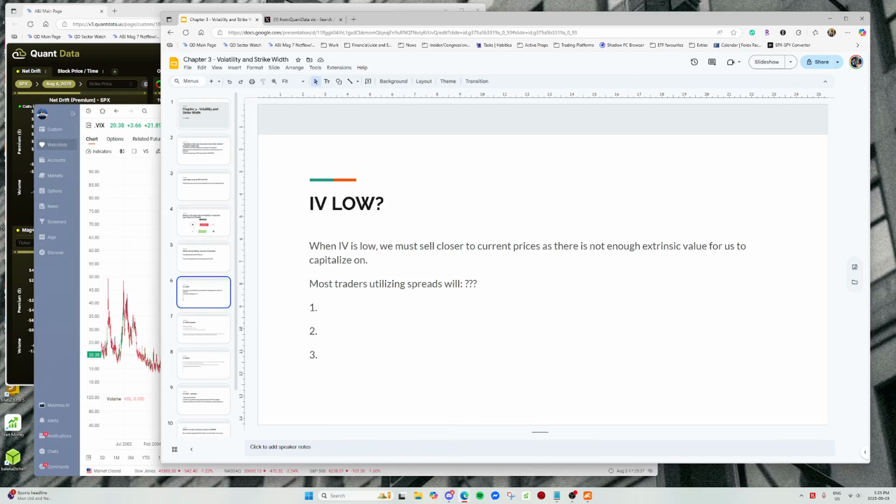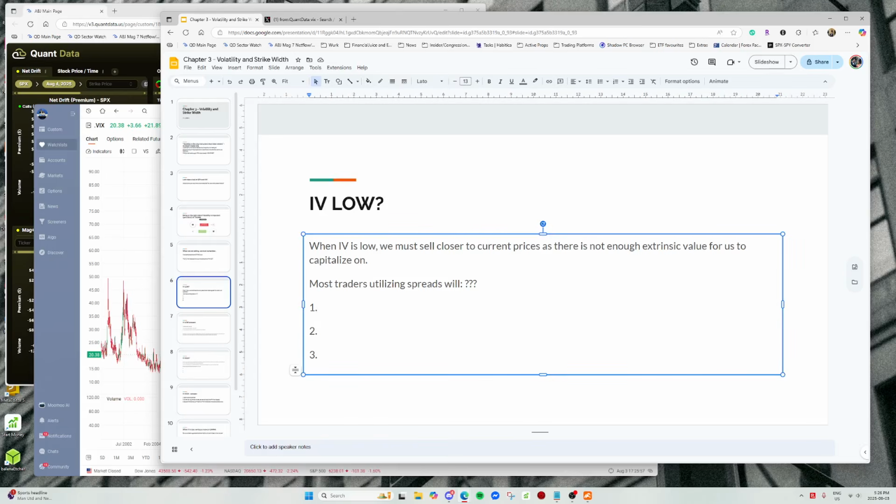So in a low IV environment, we're kind of stuck selling closer to current prices, right? Because when IV is low, what does it mean? There's not that much extrinsic value for us to capitalize on. So when we're trading spreads in a low IV environment, what should we be doing? There are 3 things that I've labeled here. I'm going to give you the answers in a little bit, but it should be fairly obvious. We're not looking to capture a lot of extrinsic value because we can't. So we're only looking for the underlying price to move in our favor. That's how we're going to make money.